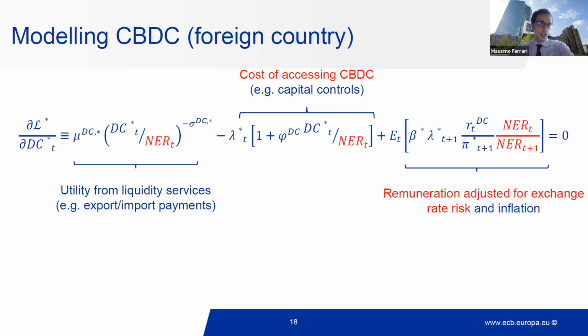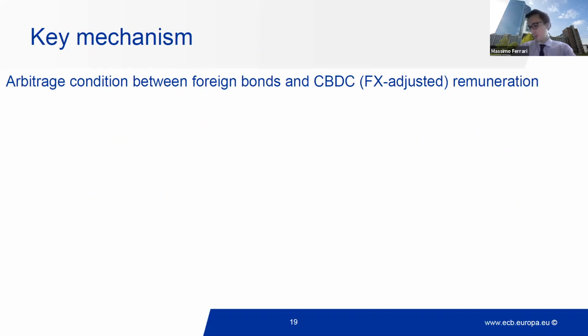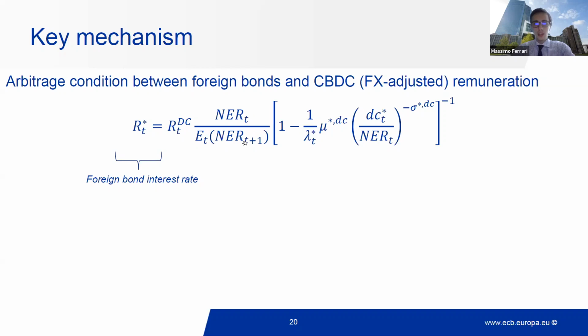And this leads us, after you do some math, to the key mechanism of the model, which is a CBDC cross-country holding condition. And this CBDC cross-country holding condition implies an equality between the remuneration on bonds issued in the foreign country and the interest rate paid on the CBDC net of exchange rate adjustment. And let's break it down into its components. First of all, we have the CBDC remuneration, which is net of exchange rate adjustment. And notice that RDC, this item here, in the baseline simulation is constant because there is the remuneration.